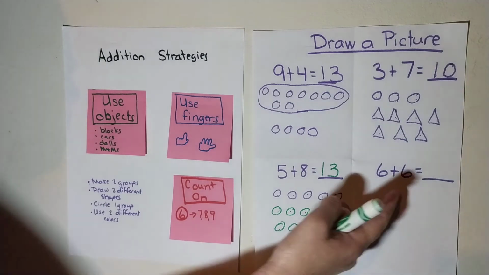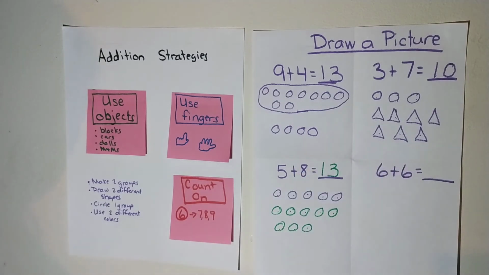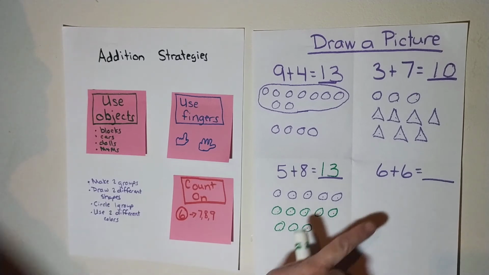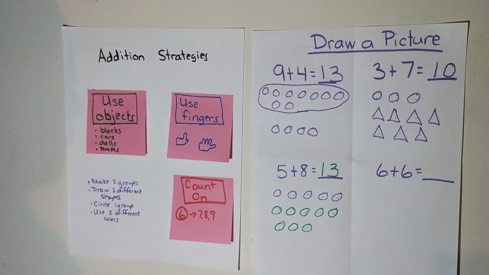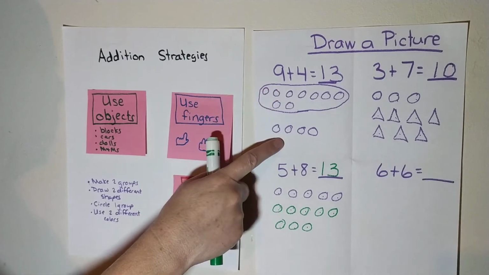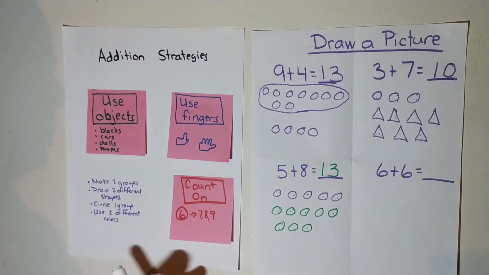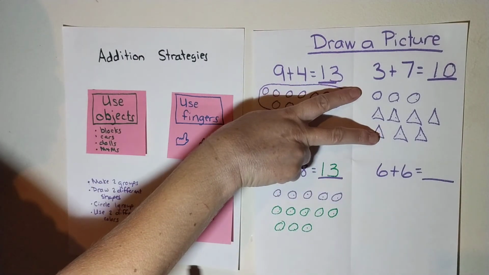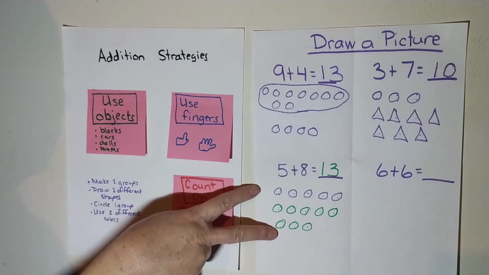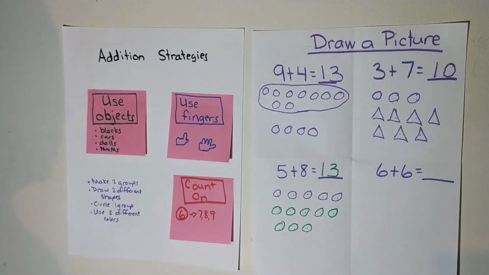All right, and same thing on this one. You can do any of those three strategies for this one. You can draw two different groups. You can circle one of the groups. You can use two different shapes, or you can use two different colors. I'm going to use 2 different shapes. Actually, I'm going to use all of them.